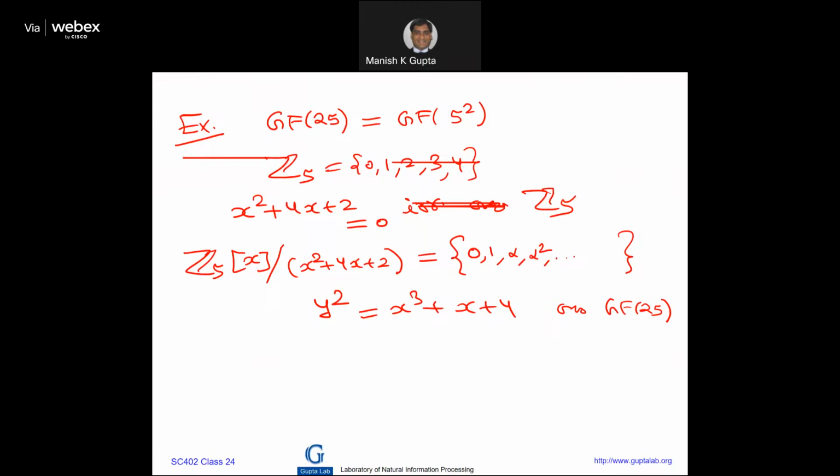Can anyone tell me this power of alpha goes up to what? What power of alpha will be 1? In general, alpha raised to the power p to the m minus 1 is congruent to 1, right? Alpha raised to the power of that quantity is always 1. So here p is 5, m is 2. 5 square minus 1 is the quantity you can find, right? So it goes up to that point.